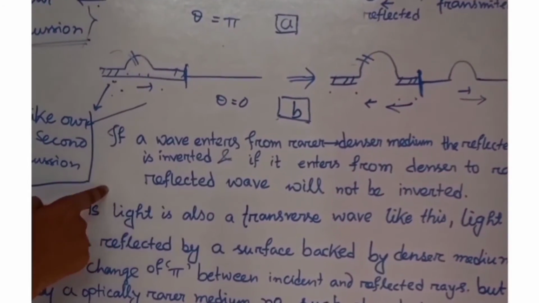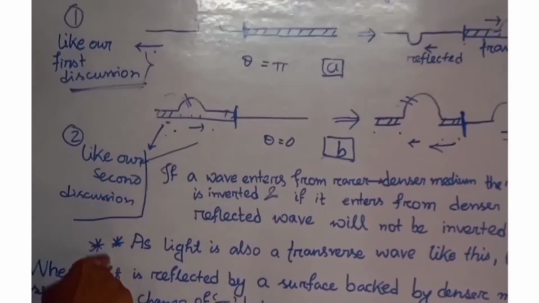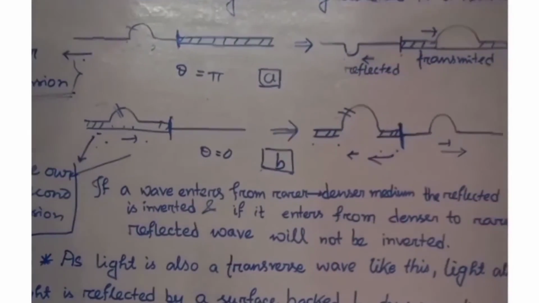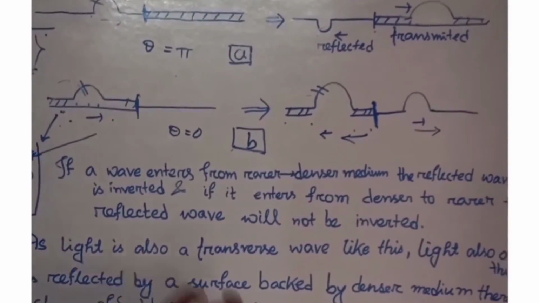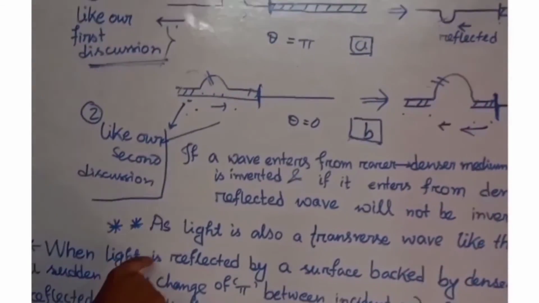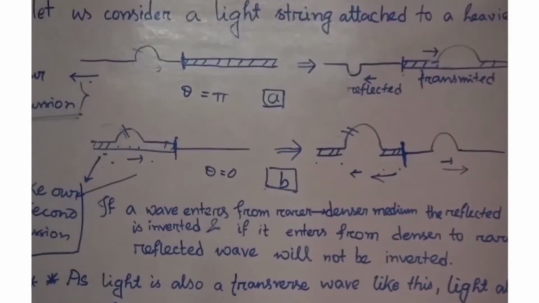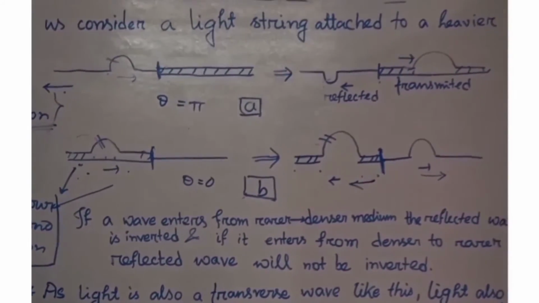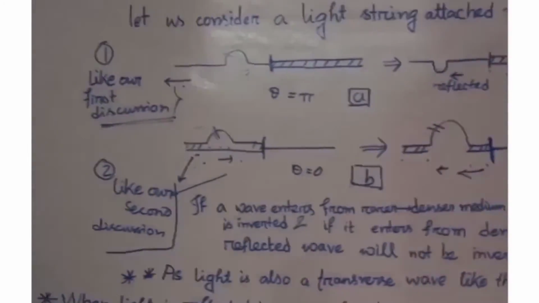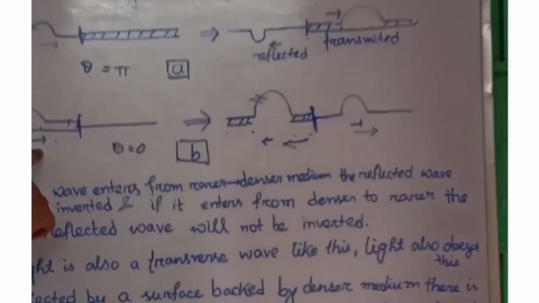This case is also similar in light. As light is also a transverse wave, light also obeys this rule. When light is reflected by a surface backed by a denser medium, there is a sudden phase change of pi between incident and reflected rays, like this. But when it is reflected by an optically rarer medium, no such abrupt phase change occurs, and that is this.